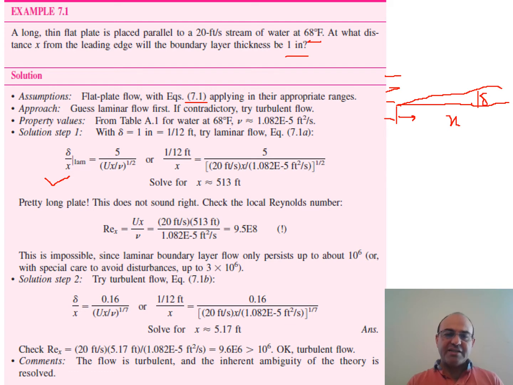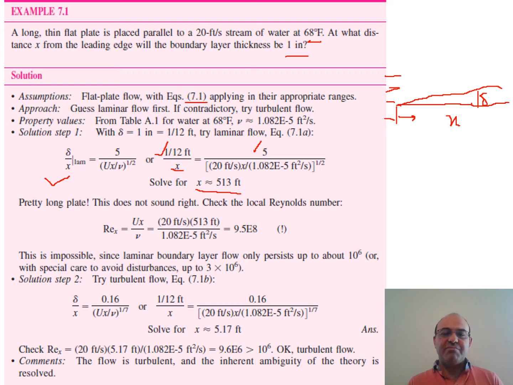Delta over x is non-dimensional. So we put 1 inch, converted to feet, 1 over 12. x is unknown. And then 5 divided by the square root of the Reynolds number. What's the fluid? It's water, so we read the properties of water to calculate the Reynolds number. For the Reynolds number, we need the viscosity and also the density. If we calculate it, we see that x is equal to 513 feet. So it means that when x reaches 500 feet, delta becomes just 1 inch.